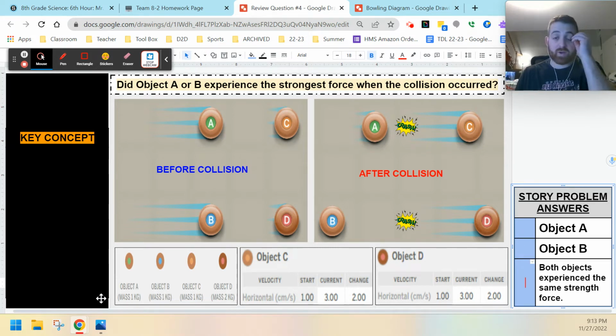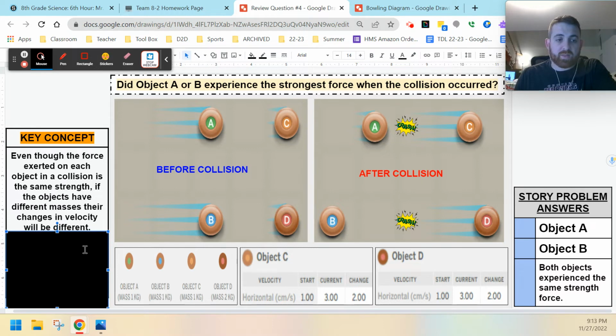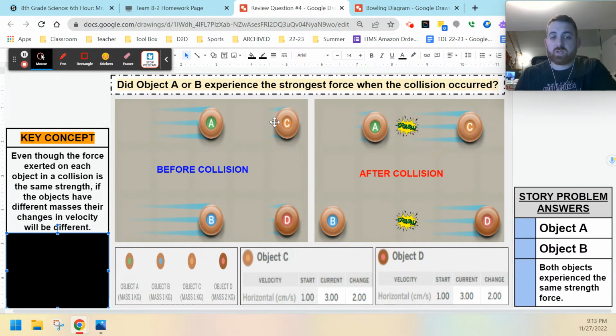All right, do you think you got the right answer? Let's take a look. First and foremost, our key concept is that even though the forces exerted on each object in a collision are the same strength, if the objects have different masses, their changes in velocity will be different. When these two objects collide, they experience the same strength force pushing each other in opposite directions. So A and C experience the same strength force, and B and D experience the same strength force.